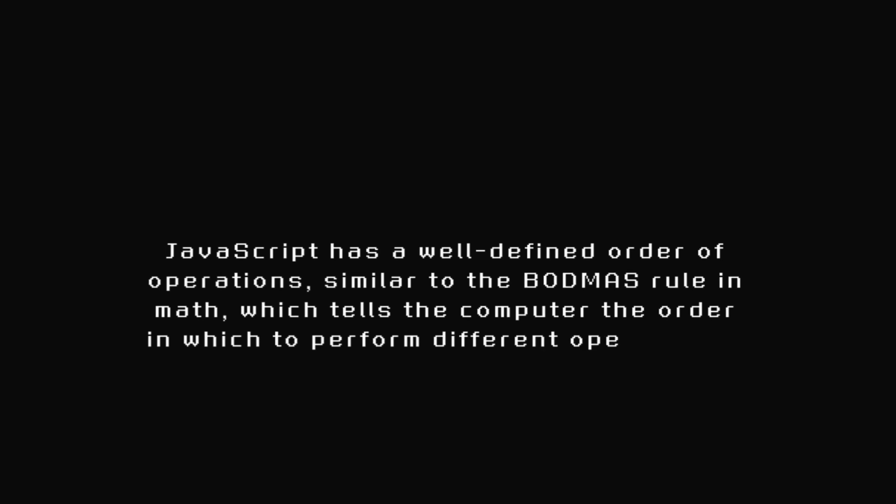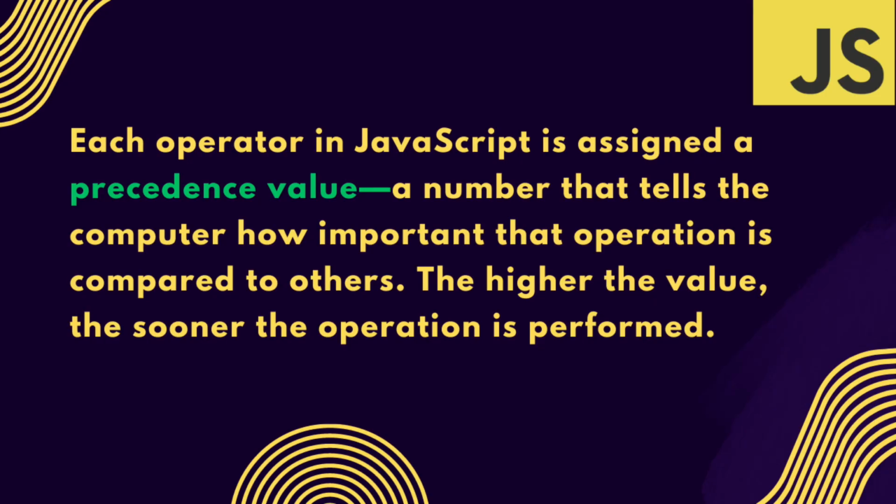And this well-defined order of operation is what tells the computer which operation to carry out first when we have multiple operations. Each operator in JavaScript is assigned a value called a precedence value. This precedence value tells the computer how important that operation is compared to other operations. So the higher the precedence value of an operator, the faster that operation gets executed in JavaScript.